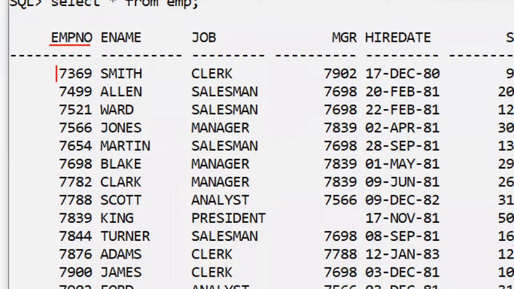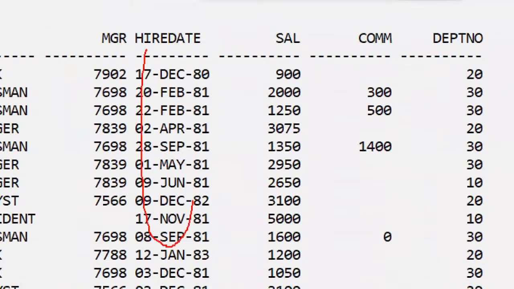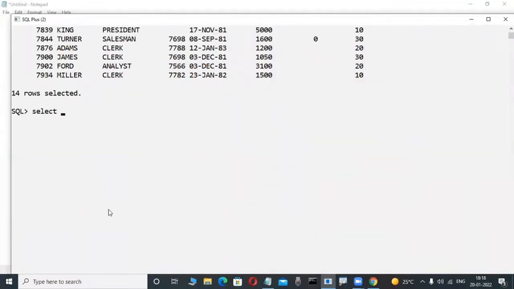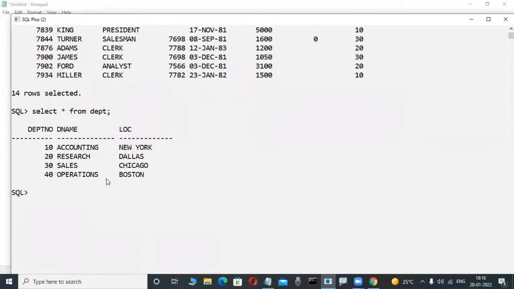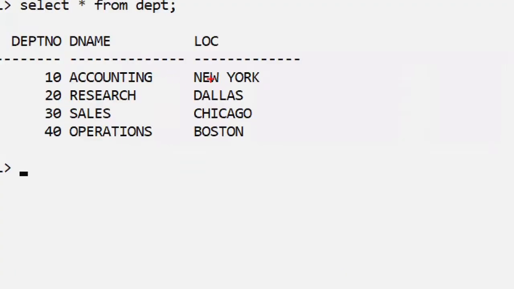Here, employee number: in this column only numbers are available. Slowly observe here, in this column only characters are available. In this column only dates are available. That's why the data is stored in a structured manner. Whatever we observe in a relational database is structured data. A structured collection of data is there.